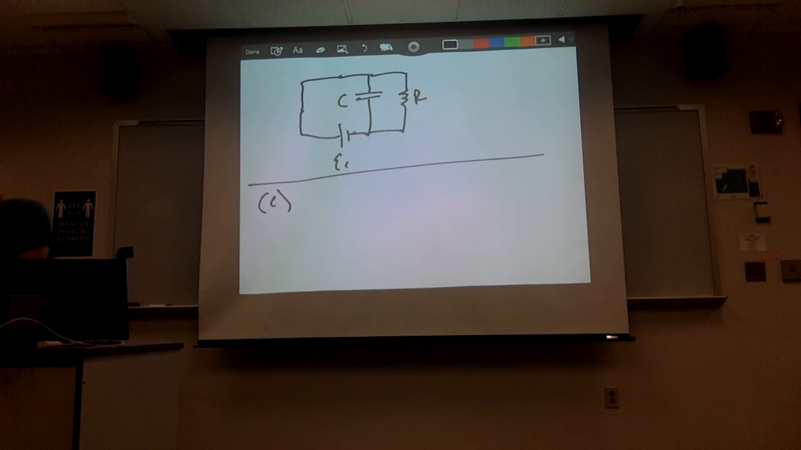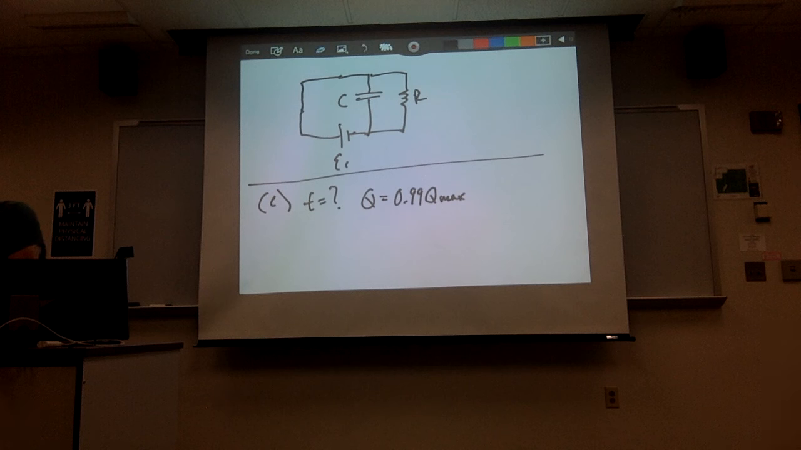So let's go to part C. Part C says, okay, how much time does it take for this thing to reach a charge equal to 99%, or 0.99 times the maximum charge. So in this case, we know what the final charge is. What we want to know is the time that it takes to do that.